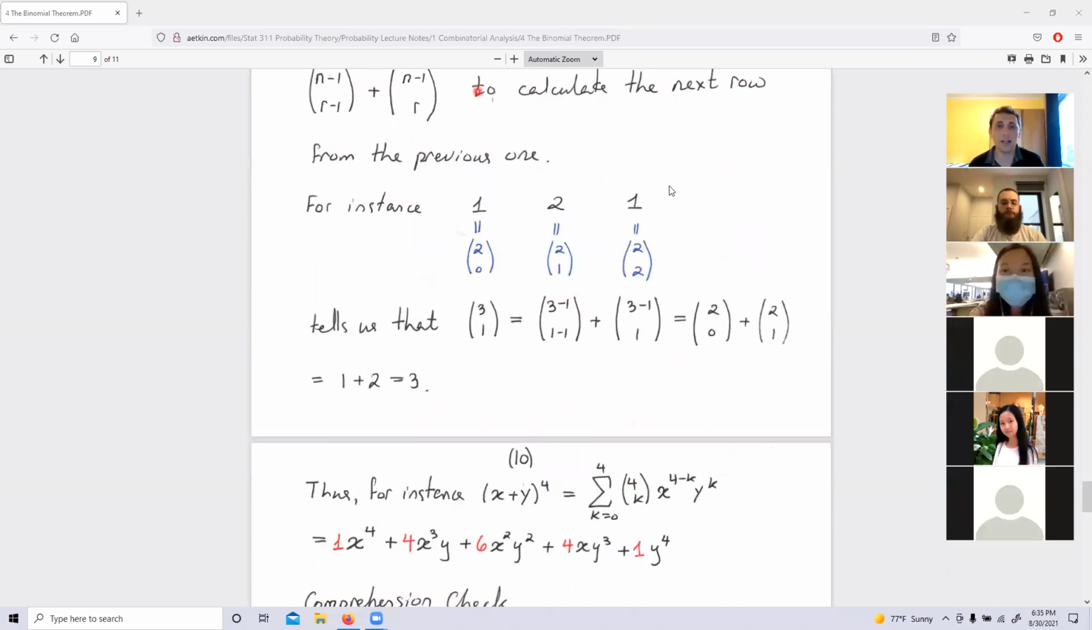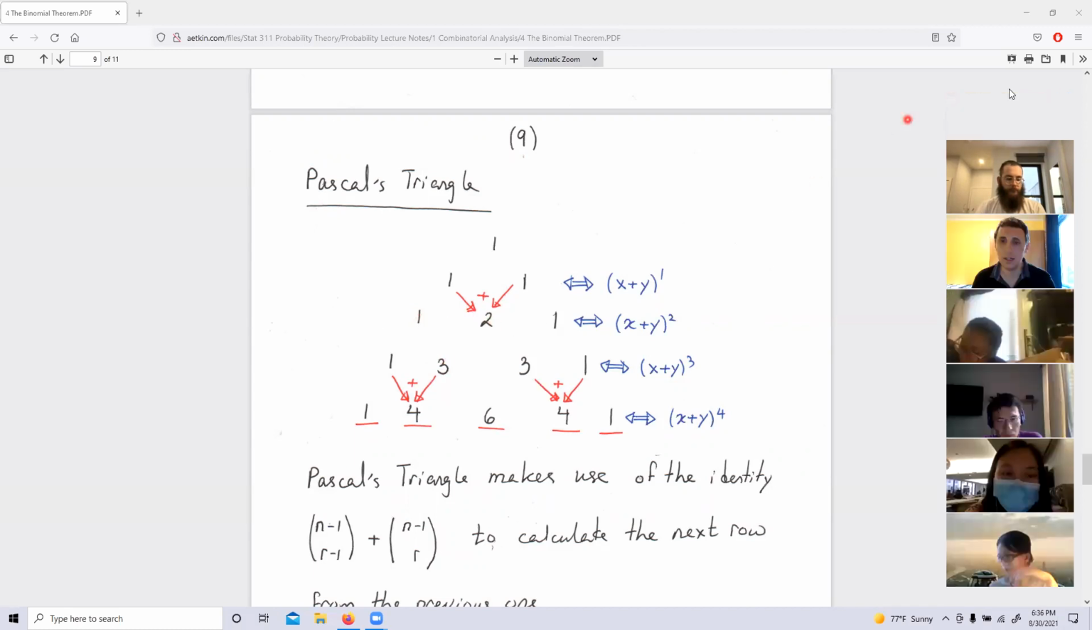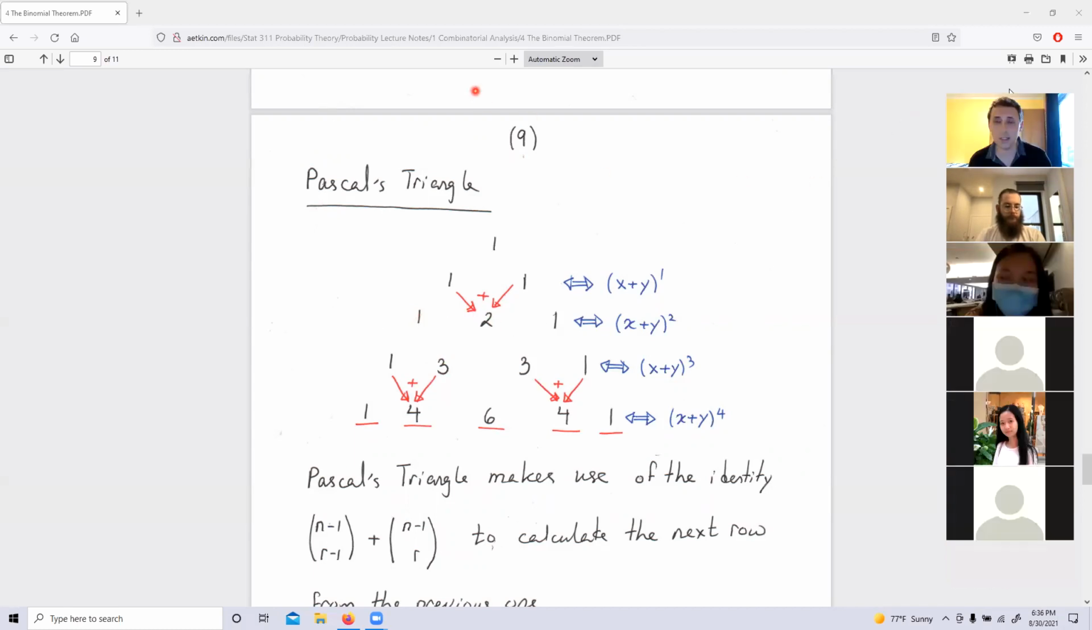Now, why it worked, guys, think about what this coefficient is. The coefficient 3 here is supposed to be 3 choose 1, right? But by Pascal's identity, 3 choose 1 is the same as 2 choose 0 plus 2 choose 1. 2 choose 0 is 1, 2 choose 1 is 2. Do you see? So this 3 was obtained as a sum of 1 plus 2. So it's a recursion.